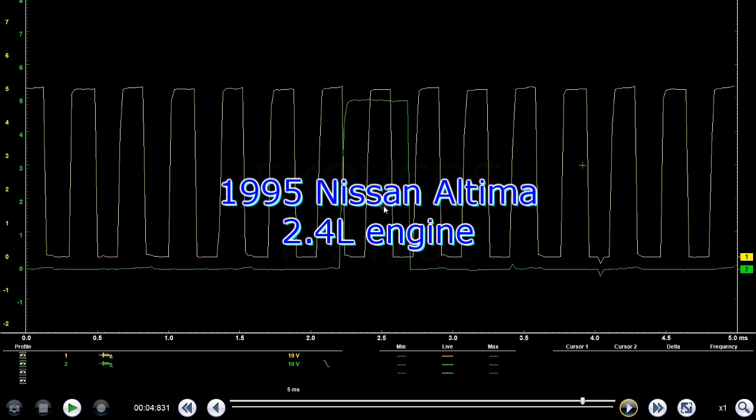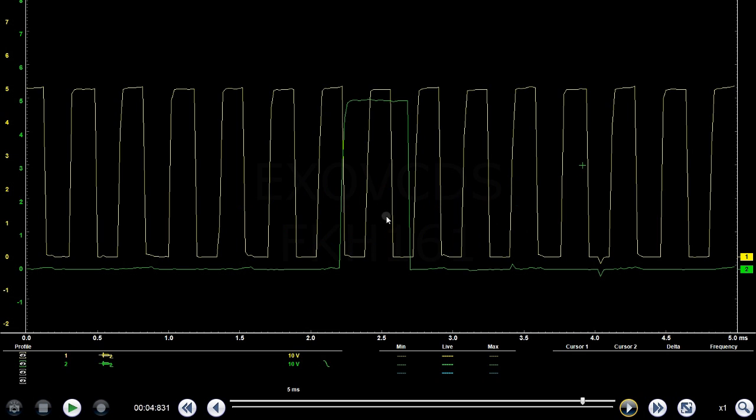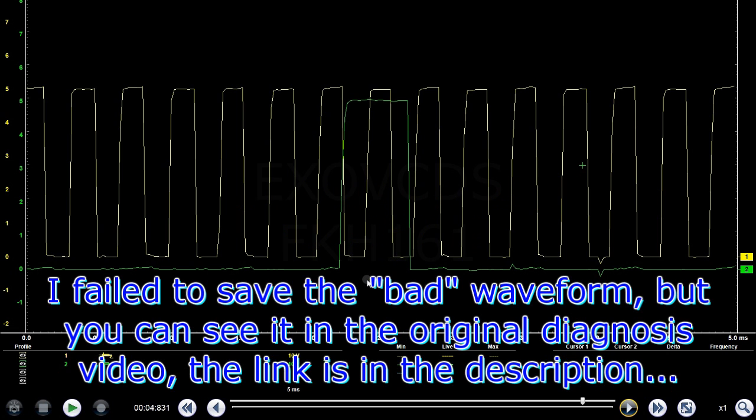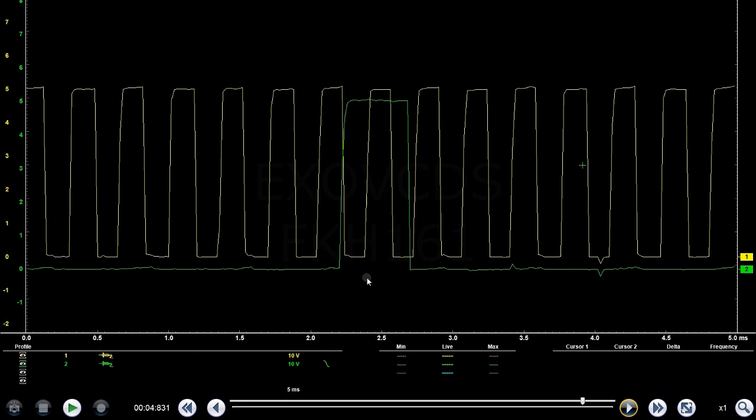Hi guys, this is a 1995 Nissan Altima with a 2.4-liter engine. This is a known good waveform. I initially thought that I had also recorded the bad waveform when I first had the vehicle in my hands diagnosing a faulty distributor, but I did not save that bad waveform. You'll have to watch the other video to see the glitches that I did record with my video glasses.